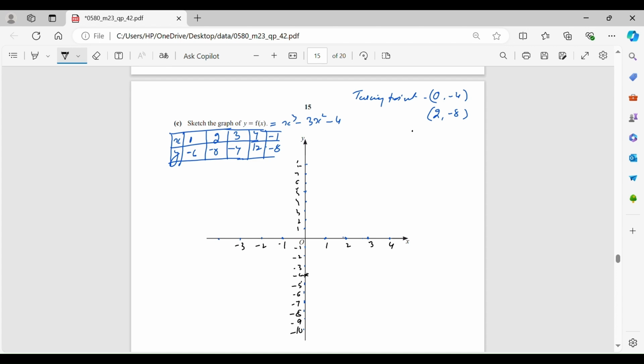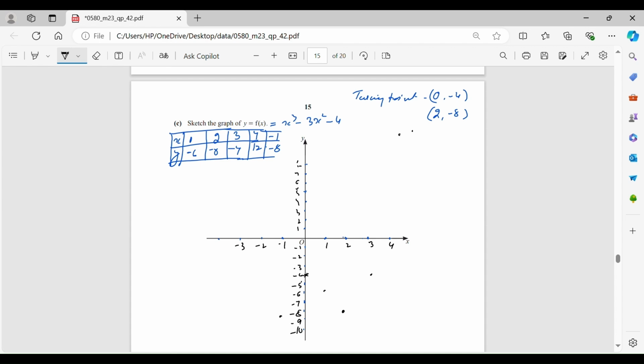First point is at 0 and minus 4, we have already marked. Second, let's put 1 and minus 6. For 1 it is minus 6. This will be the point, right? Next will be 2 and minus 8. This is also a turning point, 2 and minus 8. Yes. And for 3 it is minus 4. Yes, it is turning. And 4 it is 12. This 7, 8, somewhere like here it will be, right? Yes. And for minus 1 it is minus 8.